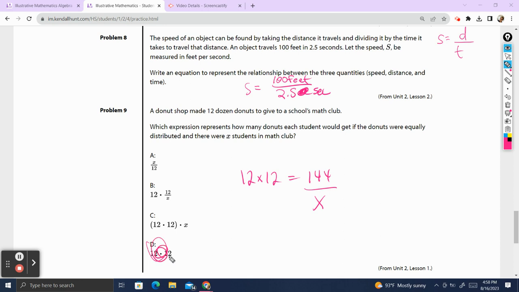Well, obviously, this is the number of donuts. That's not correct. And this is the students divided by the number of dozens. Also does not make sense. 12 times 12 times X is not that equation. However, 12 times 12 over X is the same thing as 144 over X, which gets us the correct answer.